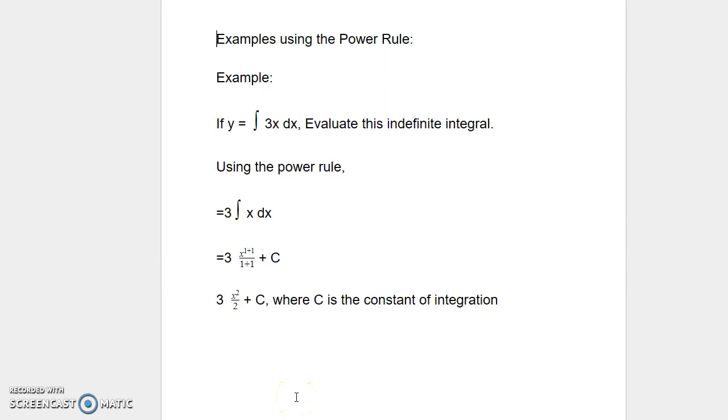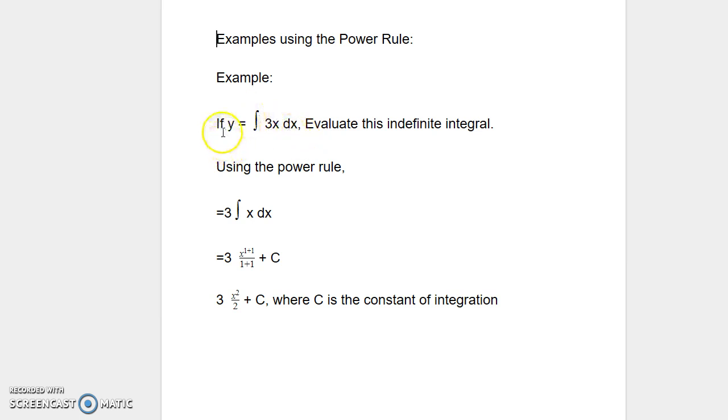Welcome to my presentation. This presentation is part of the playlist Indefinite Integrals. In this presentation, we will be solving problems using the rules of integration. Let's look at some examples using the power rule.